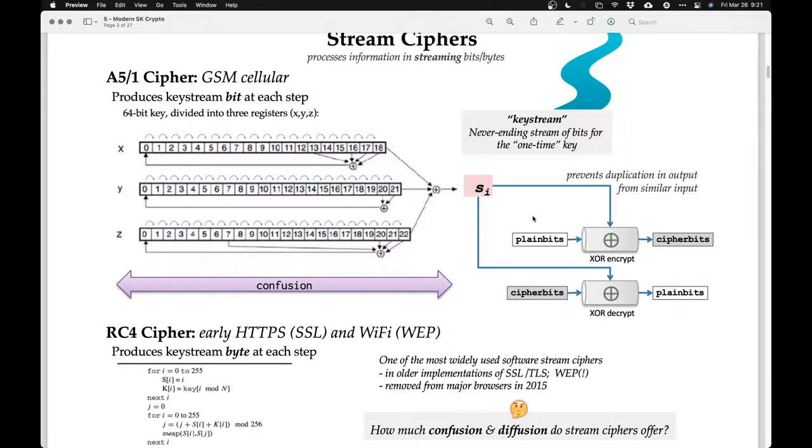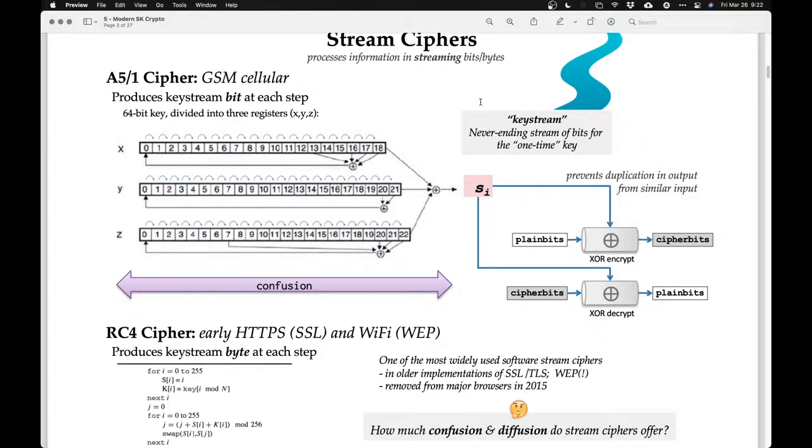Remember, what is confusion? What is diffusion? Anybody remember? Confusion is about how does changing one bit in the key affect the ciphertext? Like how many bits change in the ciphertext? And diffusion is about how does one bit of change in the plain text affect the ciphertext? All right? And as you can see here, this registry thing going on is an attempt to maximize the confusion.